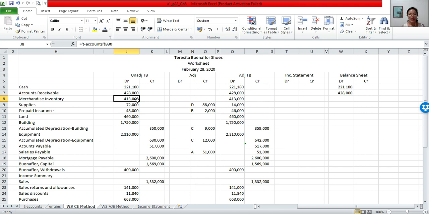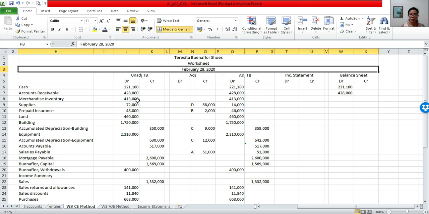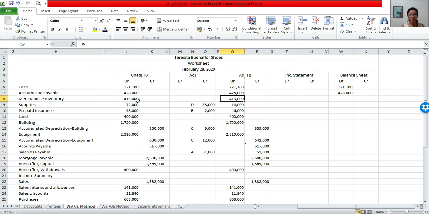Remember that the ending inventory is the actual inventory on hand at the end of the period. And so the actual inventory on hand is your asset, right? It's unsold merchandise. And so, as of February 28, 2020, which is the date that we are preparing this worksheet for, we should have merchandise inventory at the ending amount. And the ending amount, as we have already determined based on the additional information, is 397,000. So ending inventory will appear on the debit section of the balance sheet.